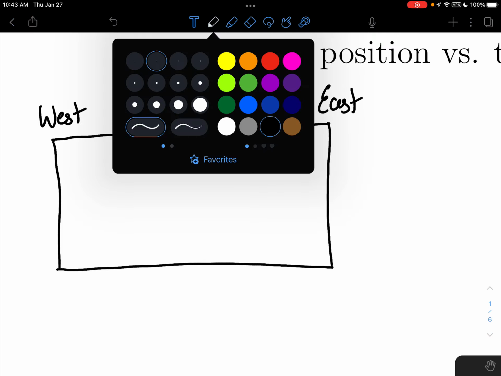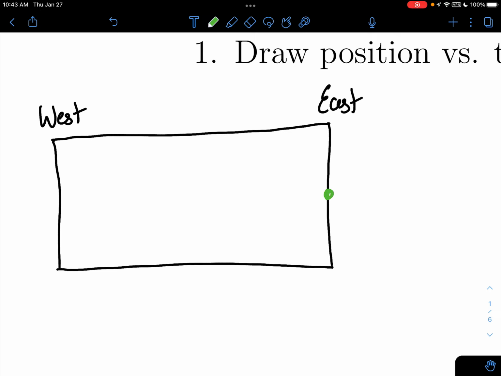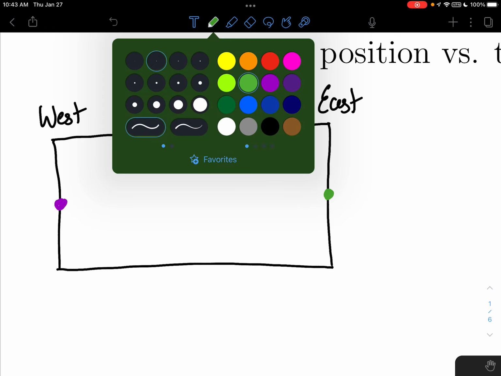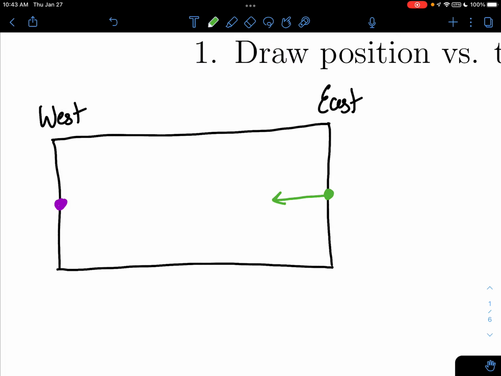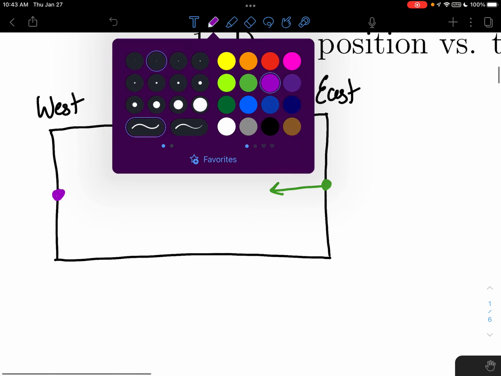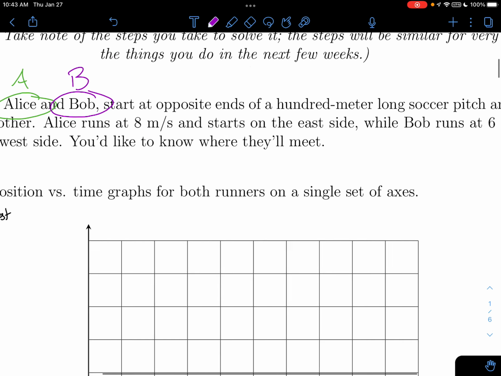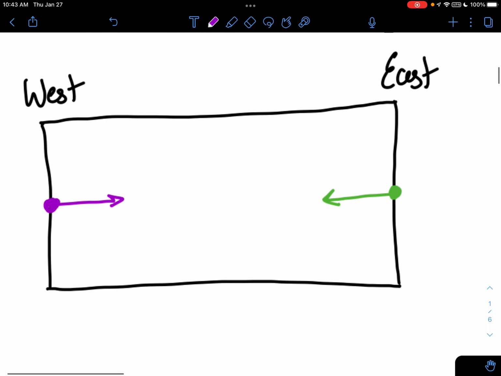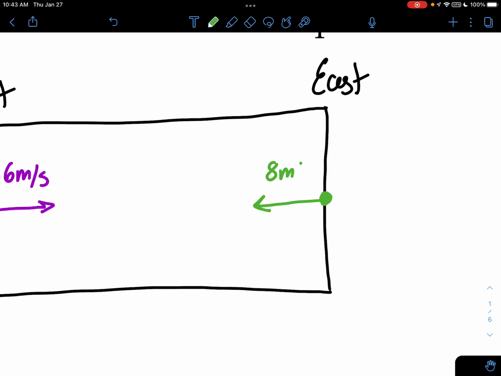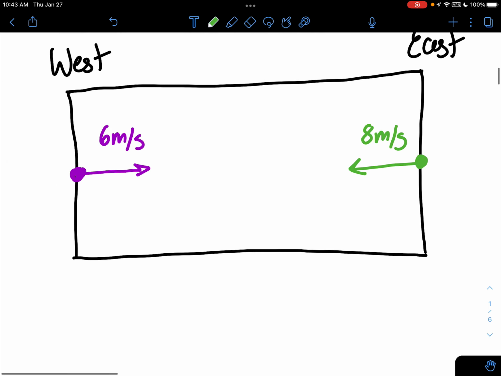And then Alice, as I said, was green. She starts over here, and Bob starts on the west. We know that Alice is running from the east to the west. Bob is running from the west to the east. Bob was going 6 meters per second, and Alice is going 8 meters per second. Cool, so now we have a start.